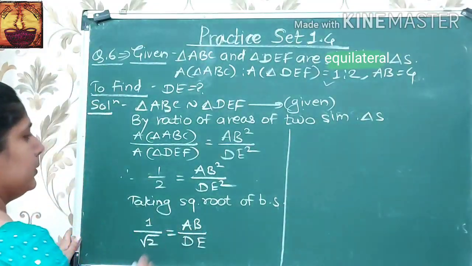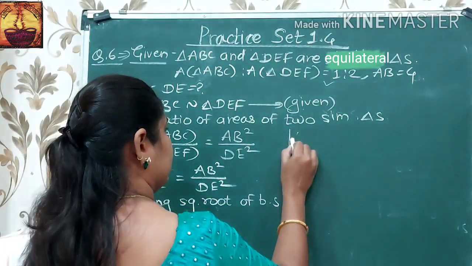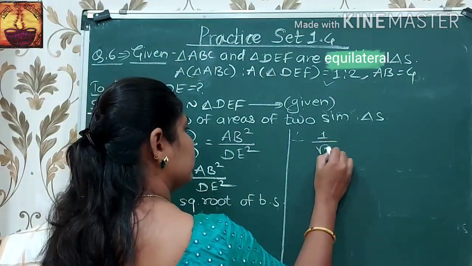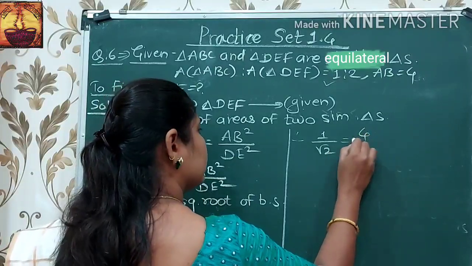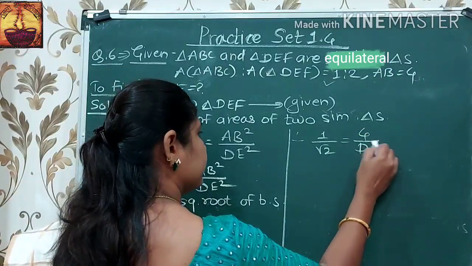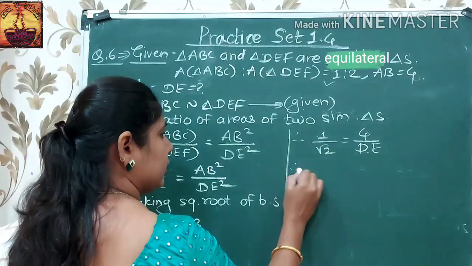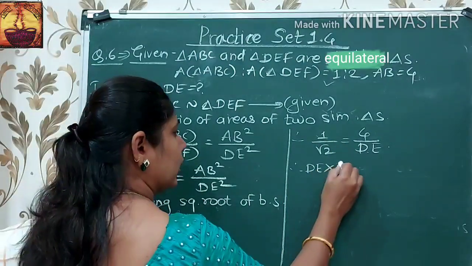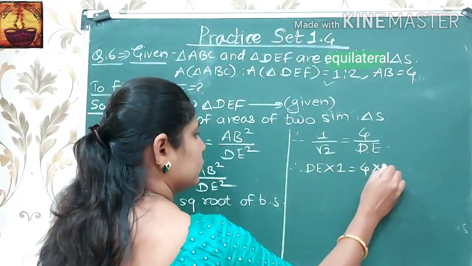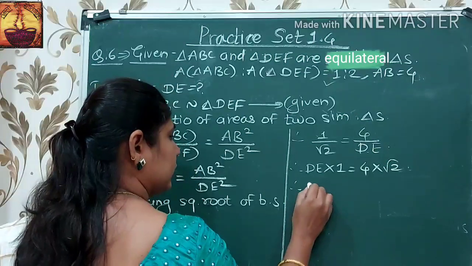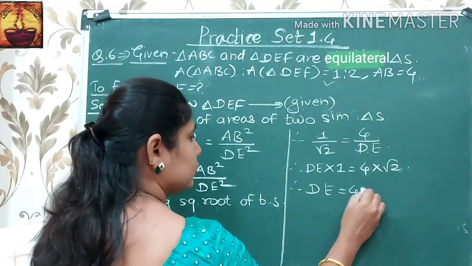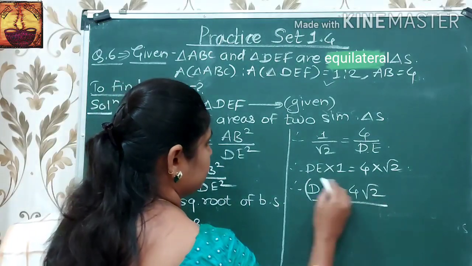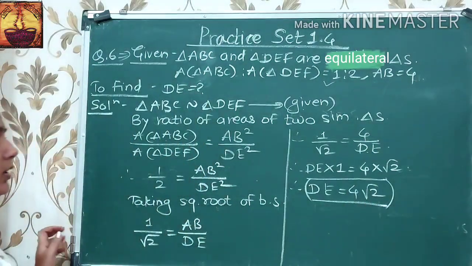Now we have the value of AB is 4. Therefore 1 upon root 2 is equal to 4 upon DE. Now cross multiplication, DE into 1 is equal to 4 into root 2. Therefore the value of DE is equal to 4 root 2. This is the solution.